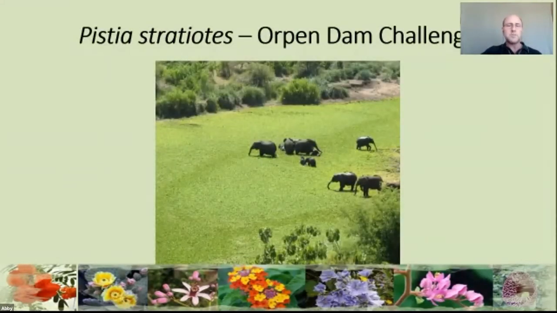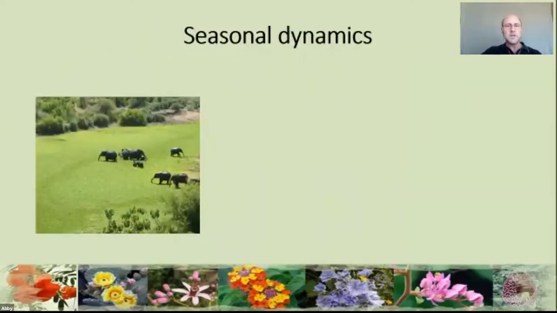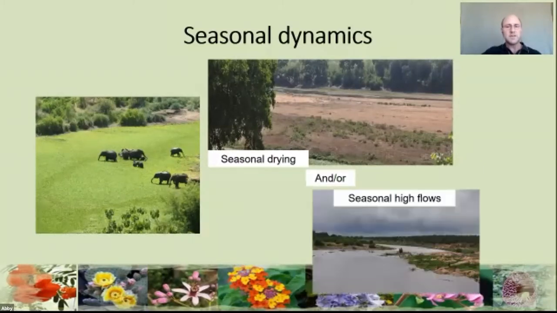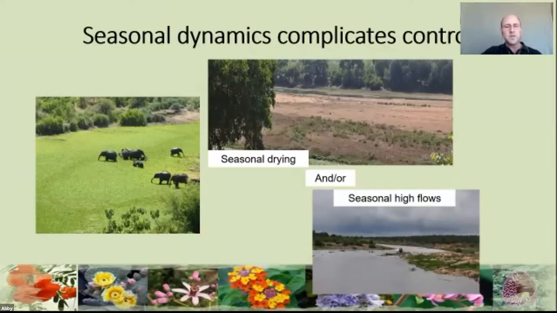However, Orphan Dam remains a bigger challenge. This is because Orphan is very seasonal. It has periods where it dries out completely, obviously all the plants die, or it has high flows and washes away all the plants. And these seasonal dynamics complicate control. So it goes through these cycles of invaded, dry, flooded, and then regrows.